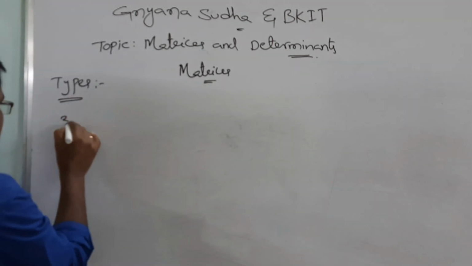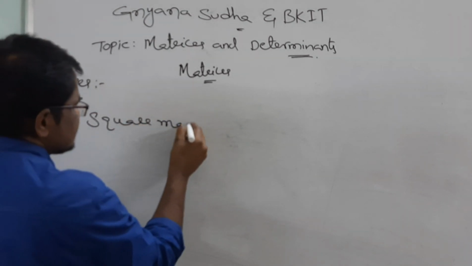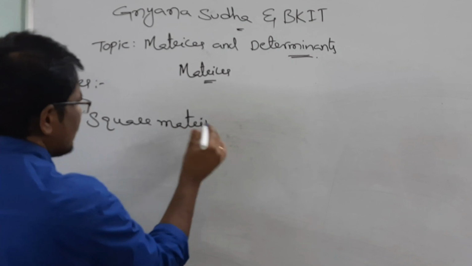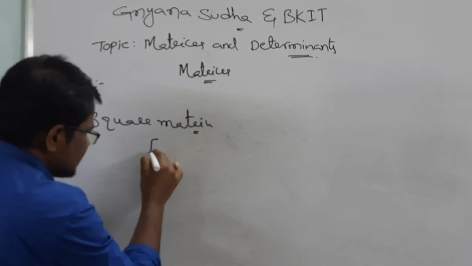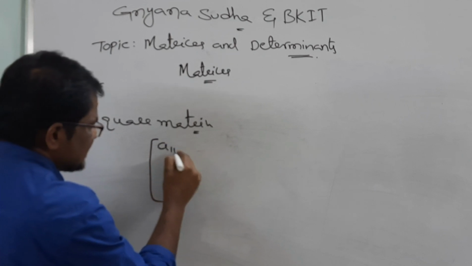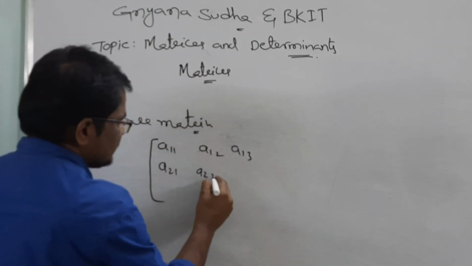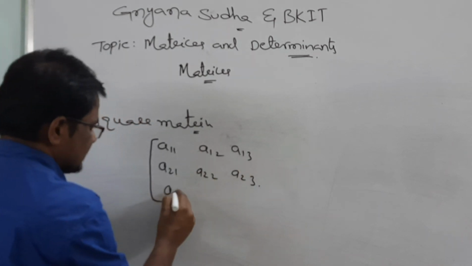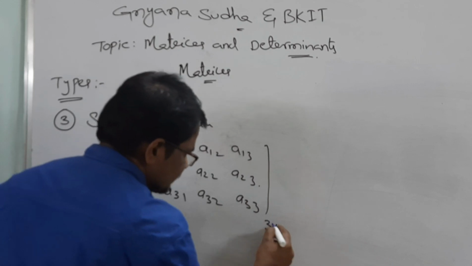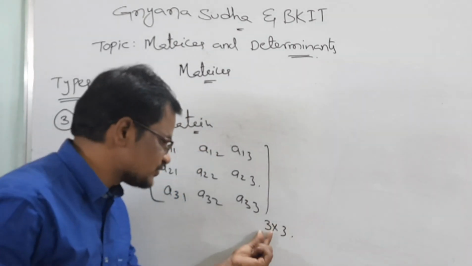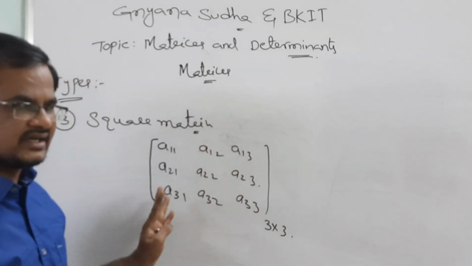Square matrix. The third definition is square matrix. A matrix in which the number of rows is equal to the number of columns, meaning A11, A12, A13, A21, A22, A23, A31, A32, A33. So this is a matrix of order 3 by 3. The number of rows is 3, and the number of columns is also 3. So this is a square matrix.